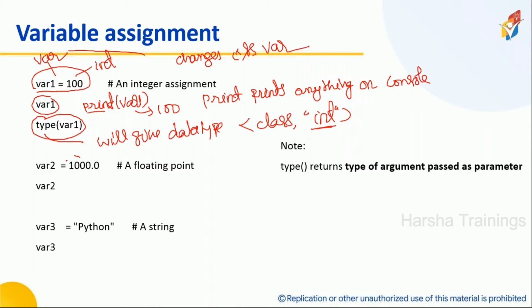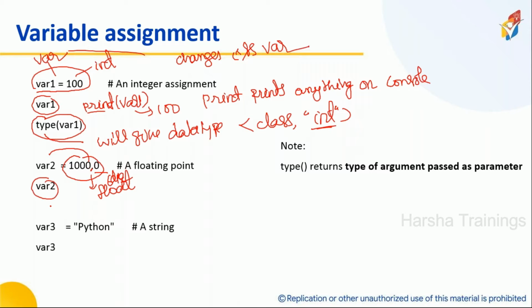Now, here I'm storing 1000.0. Actually speaking, this is called a float. This 1000.0, any dot or a real number can be called a float. Now, float means after the dot, I can store up to 6 digits. Now, whenever I store here, what is happening?